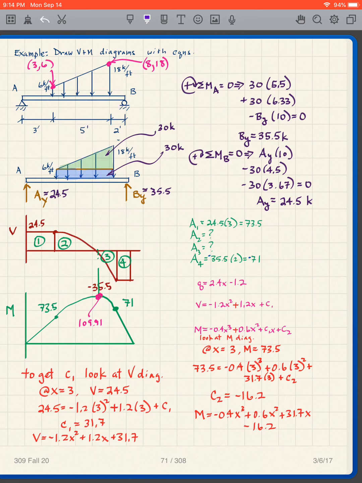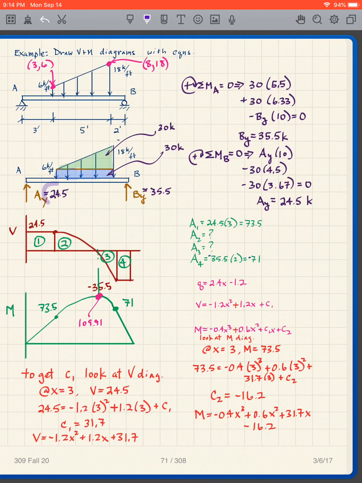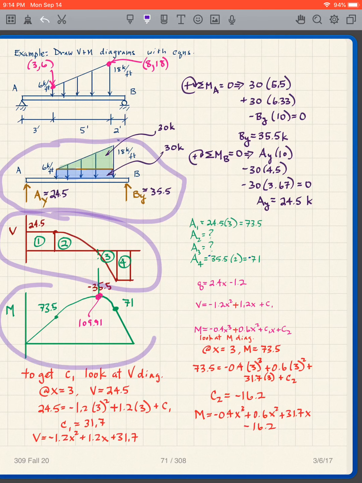But the calculations of getting the reactions, taking the moments about A, is there. You can pause the video. Taking the moments about B is there, and you can get those reactions. So we get AY is 24.5, we get BY is 35.5. And now I want to use this free body diagram to draw my shear diagram and my moment diagram.